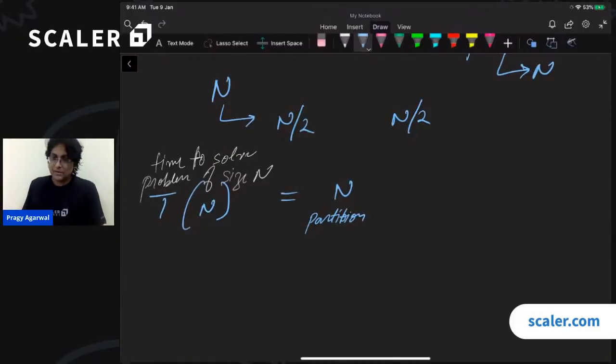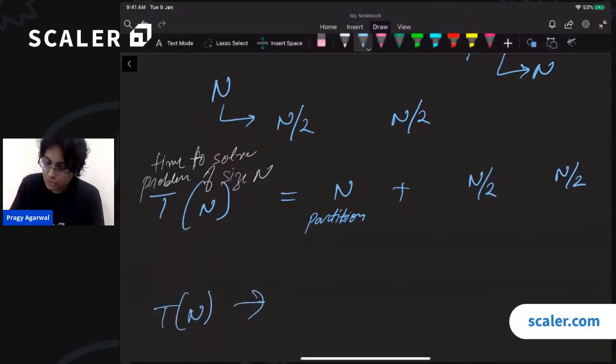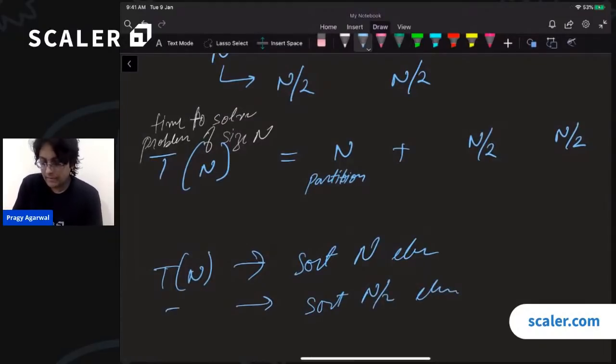After doing these n steps, what will I have? I will have two sets now. I will have a set of n by 2 and another set of n by 2. And I need to sort these sets. How much time does it take to sort a set of n by 2? T(n) is the time it takes to sort n elements. So how much time does it take to sort n by 2 elements? Well, T(n by 2).